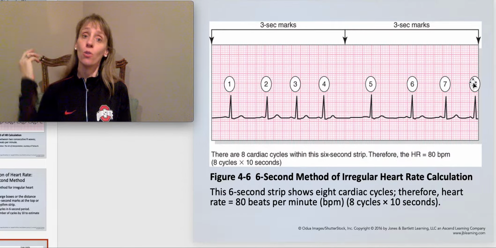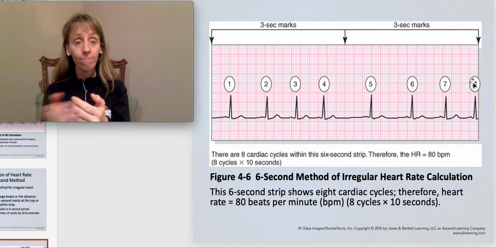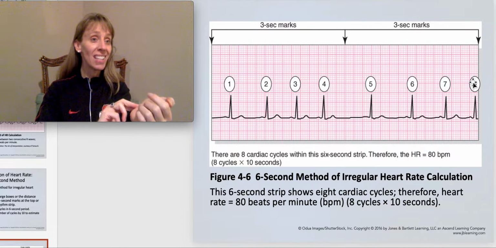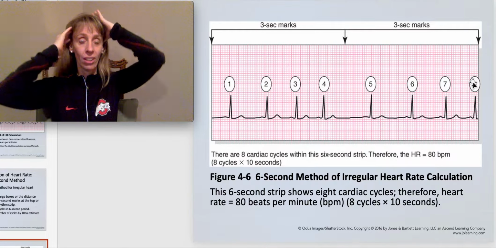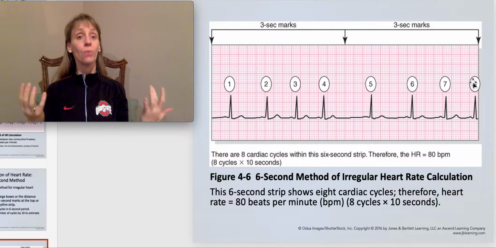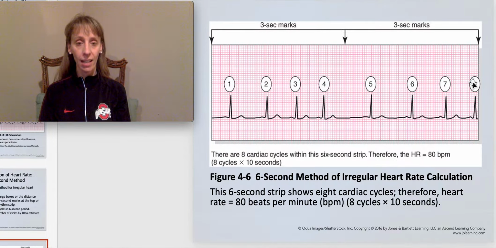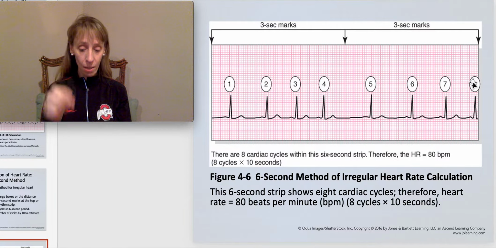It's no different than doing a fast pulse check, right? You can do your pulse for 15 seconds times 4, right? You can do 6 seconds and add a 0. You can do 10 seconds and multiply by 6, right? There are all these different ways of how to calculate heart rate. For an irregular EKG rhythm, we're going to do 6 seconds, count the R to R intervals, and add a 0. You might want to pause, stop, rewind, and make sure that these 3 methods make sense to you. Okay, I'm going to keep moving on.